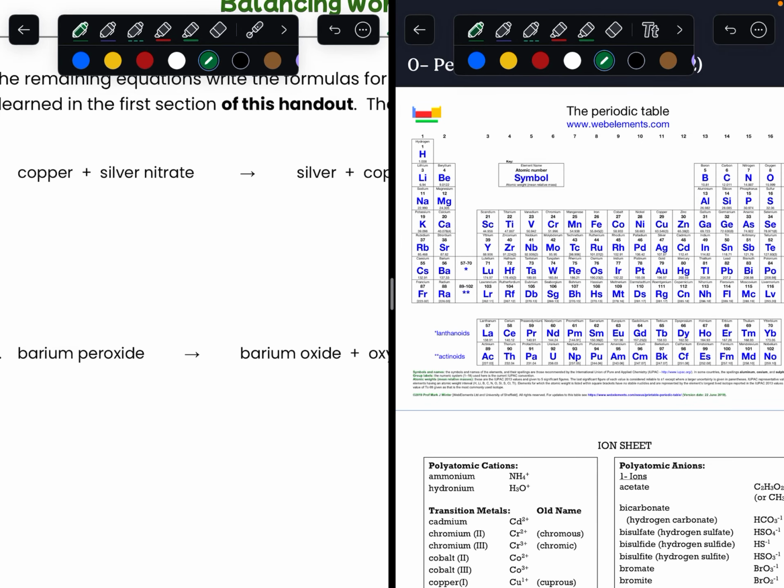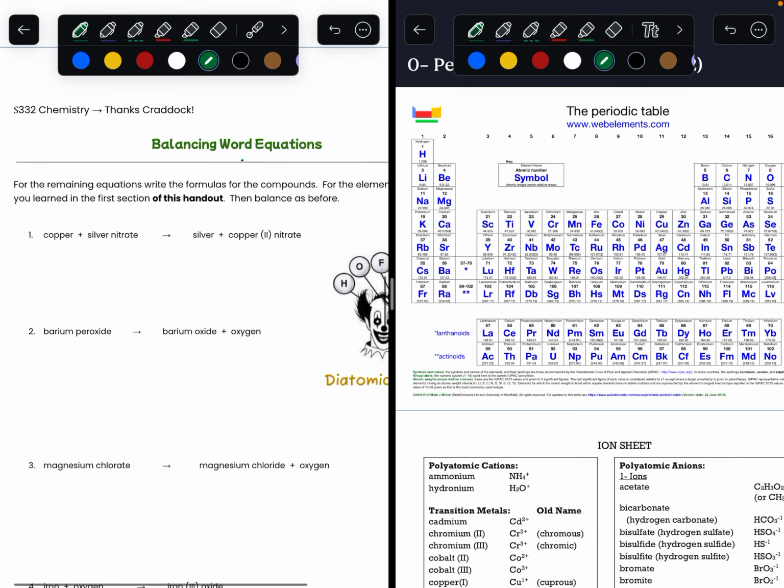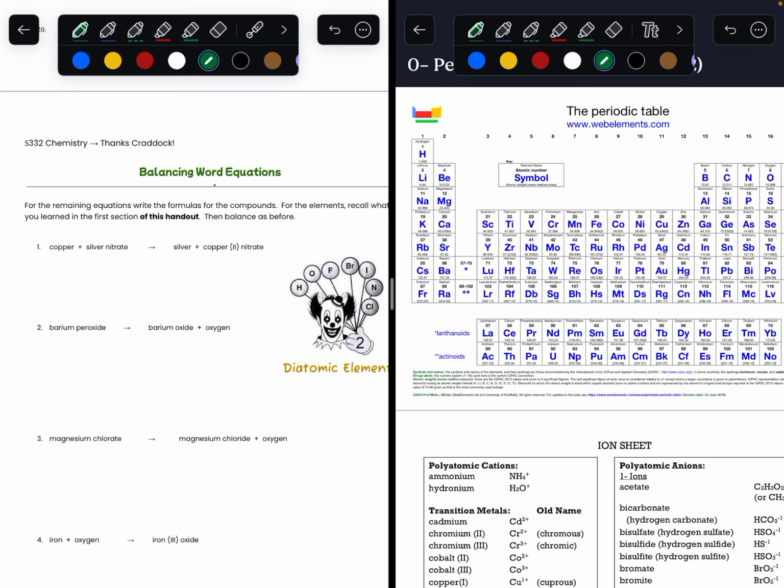Alrighty, everybody, we are going to be taking a look at a few of the balancing word equations from your balancing practice that I assigned during class. The purpose of this is to take you through how we balance equations when we also have to do formula writing on top of balancing. These problems are not necessarily harder, it's just difficult if you haven't mastered the skill of formula writing yet, especially ionic formula writing.